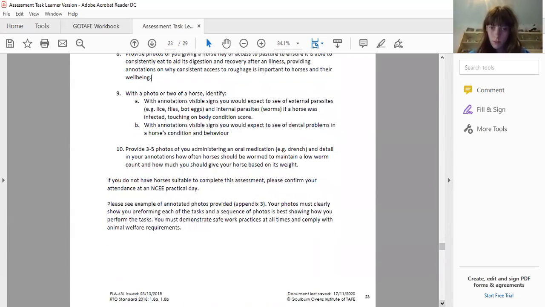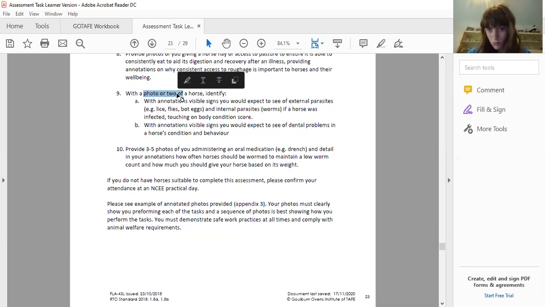9, with a photo or two of a horse, identify with annotations visible signs you would expect to see of external parasites. So for example, lice, flies, or bot eggs, what would they look like on the horse? Or how would we tell that there's a problem with flies on a horse? And then internal parasites, so worms. If a horse was infected by either of these, and then touching on body condition score. So all you need to potentially do for this one is a photo or two of a horse.